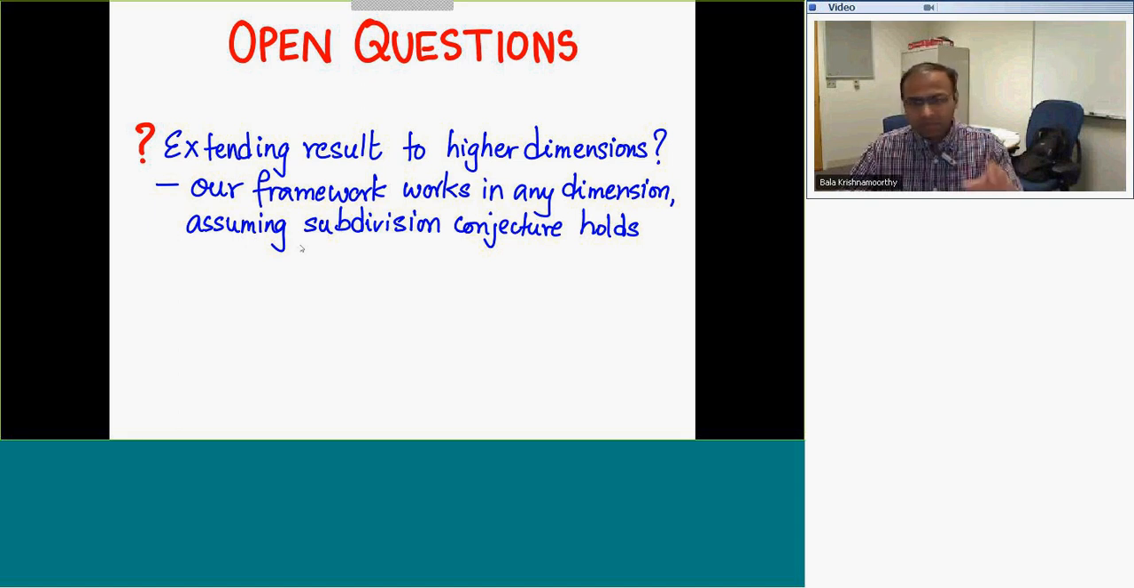So, to end the first part, some open questions related to this position result. Is it true for any dimension? We know for sure the result is true in 2 dimensions. But what about other dimensions? Our framework works in any dimension, assuming this conjecture holds. If we can prove that conjecture, then we have the result in higher dimensions.